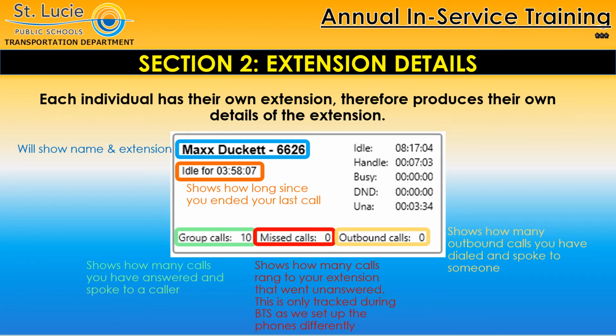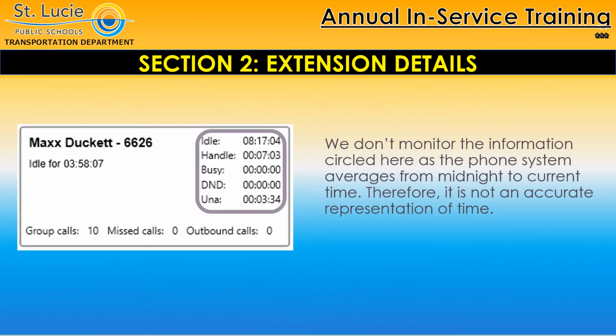Beyond that is the outbound calls. This will show how many outbound calls you have made and spoke to somebody. Now looking at the right side of the box, we do not monitor the information circled here as the phone system averages from midnight to current time. Therefore, it's not an accurate representation of time.